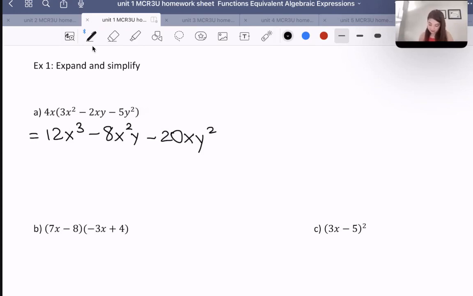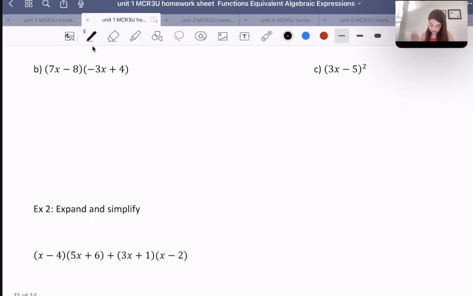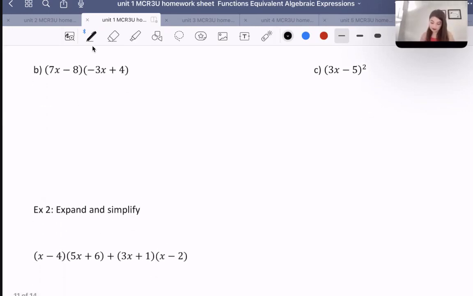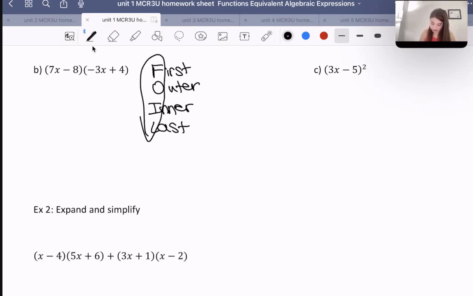All right, B is a little bit different, so I will also go through B. For B, we use our FOIL method. You may remember this from grade 10 as well. FOIL stands for first, outer, inner, and last, right? See, it spells FOIL if we look like that. So many people call it the FOIL method.